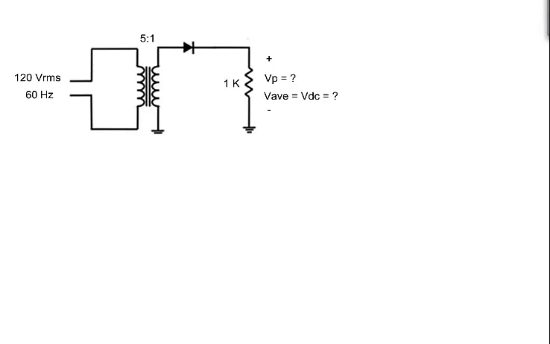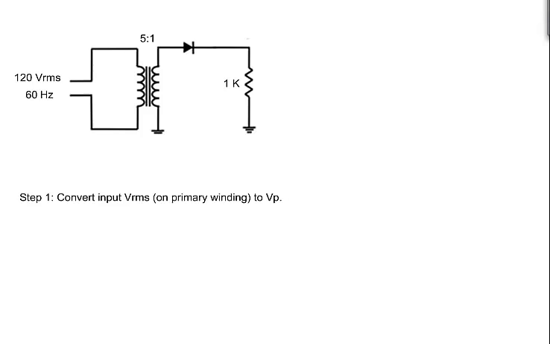This one has an AC voltage of 120 RMS volts with a frequency of 60 Hz. The step-down transformer has a turns ratio of 5:1, and the load has a resistance of 1 kiloohm. Let's calculate the peak value and the average value of the output voltage.